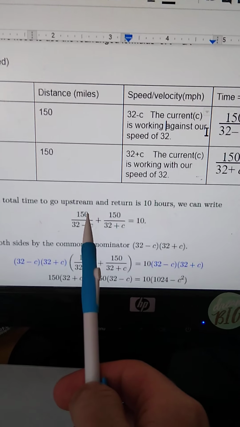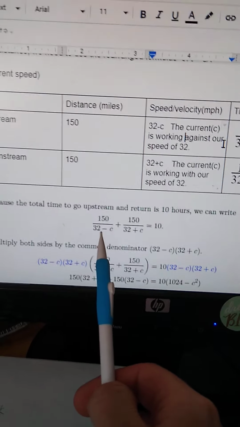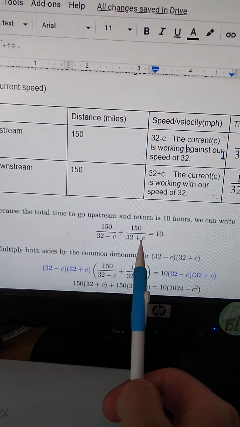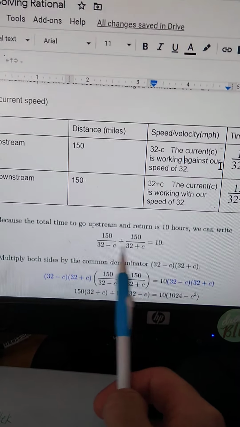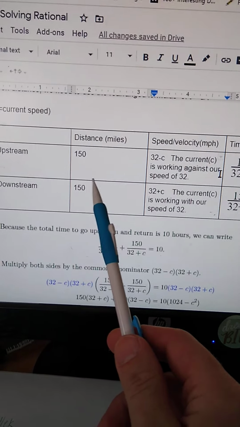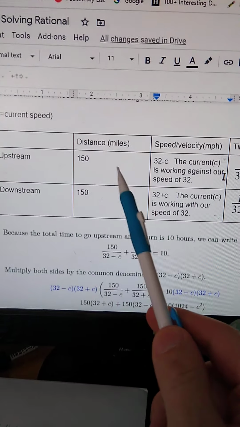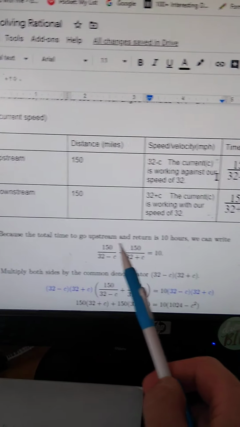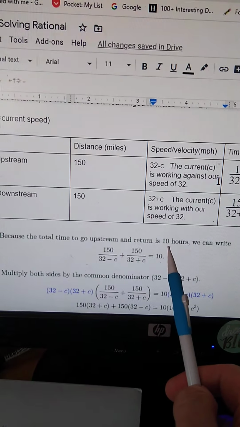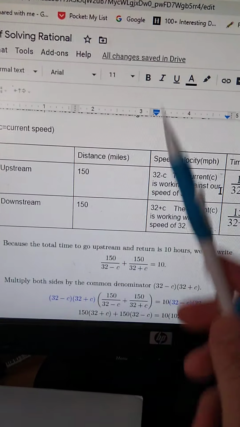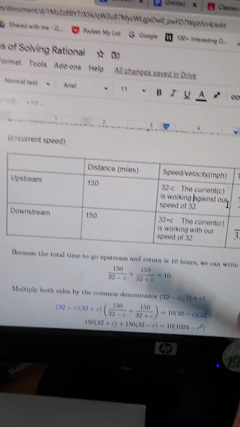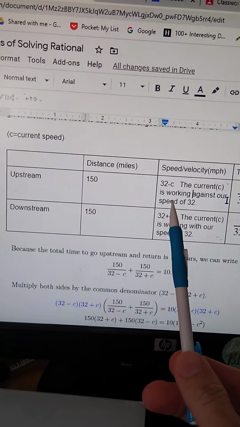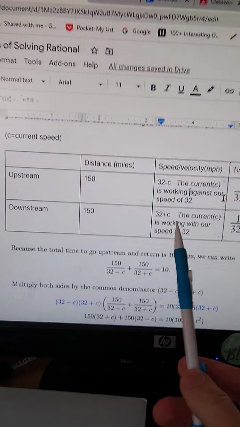So what I end up with is 150 over 32 minus c plus 150 over 32 plus c. When I add those two together, the time it took to go upstream plus the time it takes to go downstream, we were told that the total time to do the entire trip was 10 hours. So it took 10 hours to go up and back. Now that doesn't mean 5 hours up, 5 hours back, because we're moving slower upstream and we're moving faster downstream.